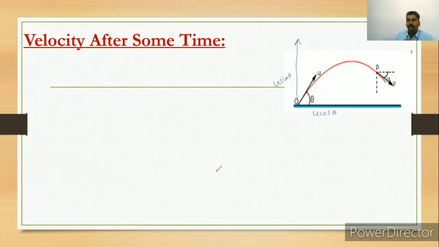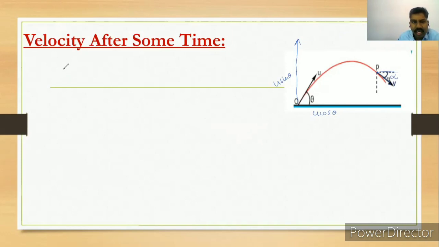Okay. So after some time it reaches point P. Now in that case, what is the velocity? The velocity is V, making an angle alpha with the horizontal. So at point P, we need to calculate the velocity. How can we calculate it? Here we can write.